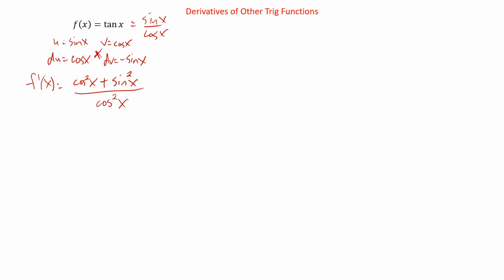cosine squared x. And you might think, wait a second, in my notes, which I'm sure I'm writing down correctly, my notes say that the derivative of tangent isn't this, it's secant squared. Well, we have some simplifying we can do.